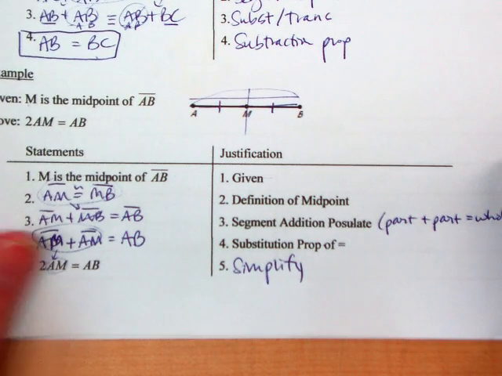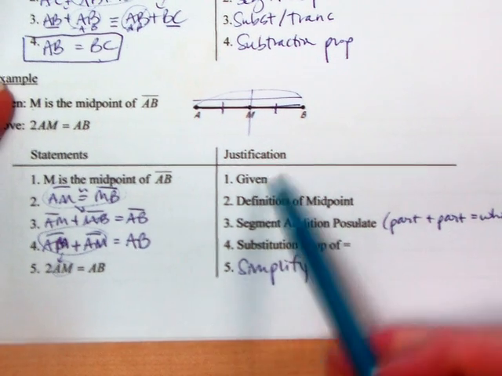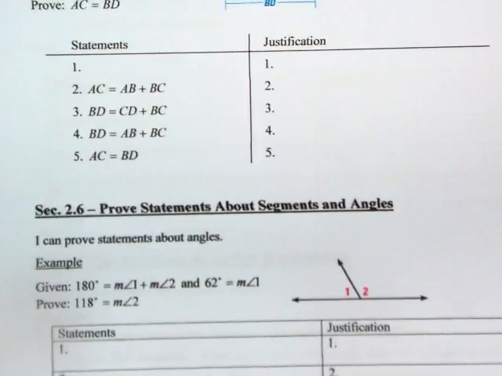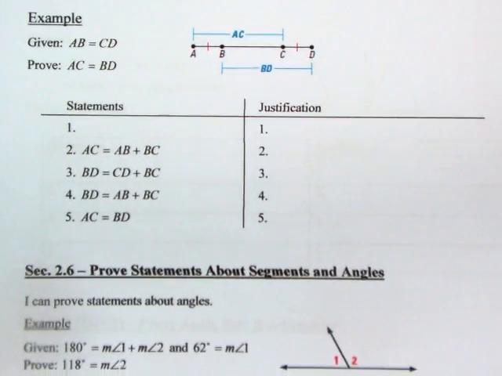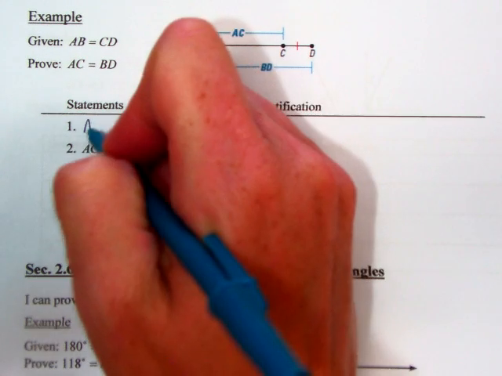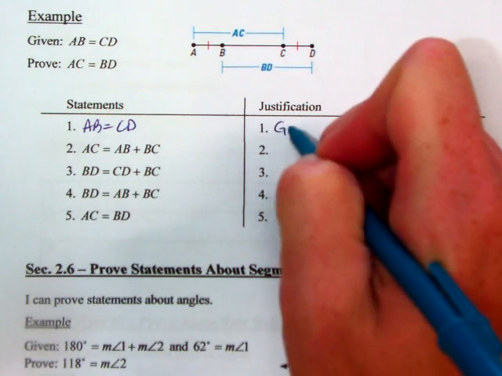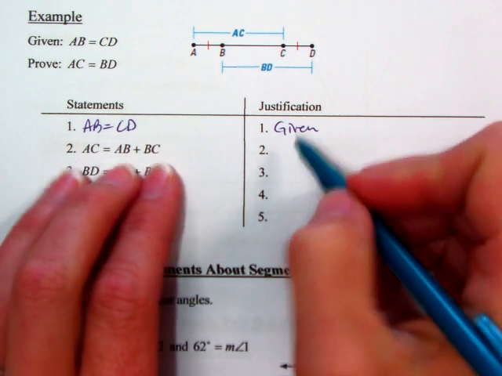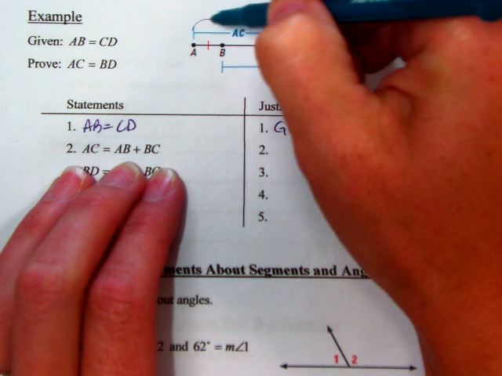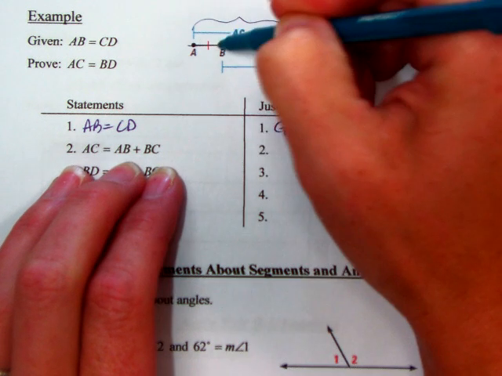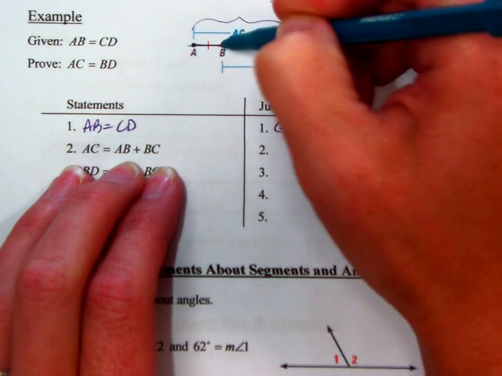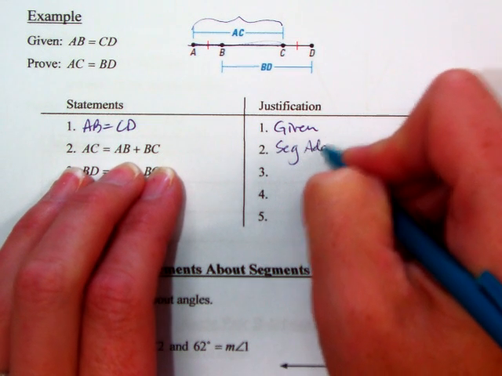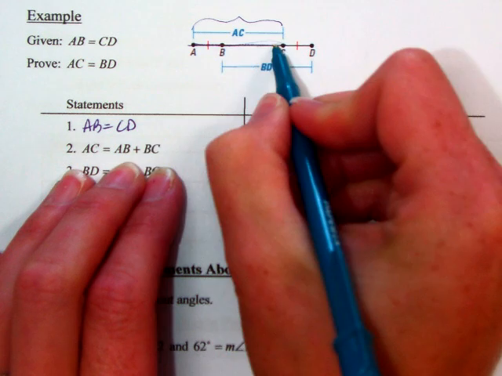So a lot of the proofs you're going to do with me are going to have some pieces filled in, and you're going to have to come up with some of the other pieces. Let's try another one. So the given is always first. That's the easy part. Given. This time I'm going to give you statements, and we're going to try and come up with the reasons. So the first statement says AC, this whole thing, is equal to AB plus BC. Well, that's a part plus a part equals the whole thing. So that's segment addition. I'm taking two pieces and adding them up to be the whole thing.